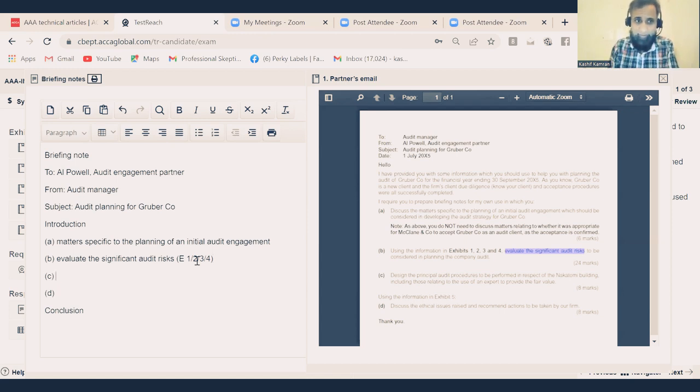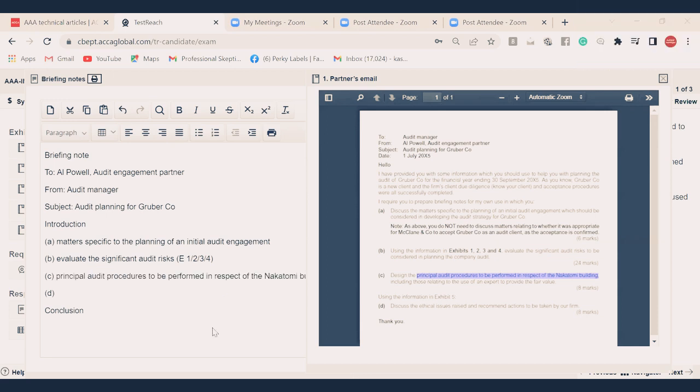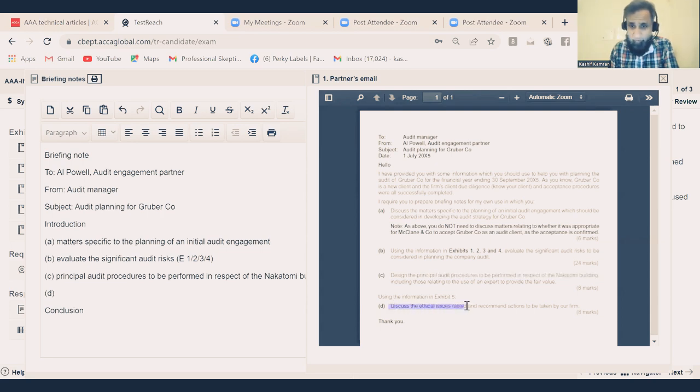Okay, number C, principal audit procedures in respect of the Nakatomi building. So there is a Nakatomi building and I need to perform procedures on the Nakatomi building. So I just copy pasted that on my briefing note. And then the last one, discuss the ethical issues. So I need to discuss the ethical issues and recommend actions in the last requirement. Control C, and I bring it down here.